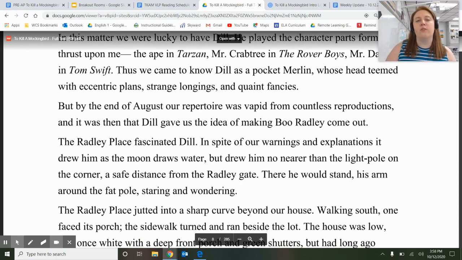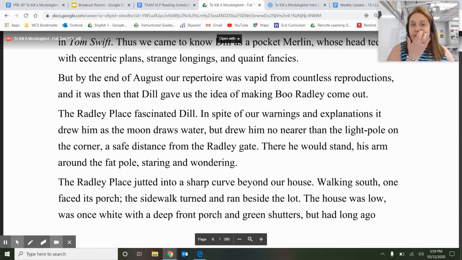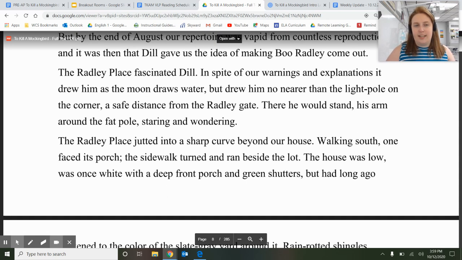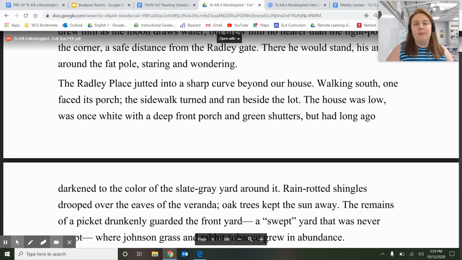But by the end of summer, our repertoire was vapid from countless reproductions, and it was then that Dill gave us the idea of making Boo Radley come out. The Radley place fascinated Dill. In spite of our warnings and explanations, it drew him as the moon draws water, but drew him no nearer than the light pole on the corner, a safe distance from the Radley gate. There he would stand, his arm around the fat pole, staring and wondering. The Radley place jutted into a sharp curve beyond our house.